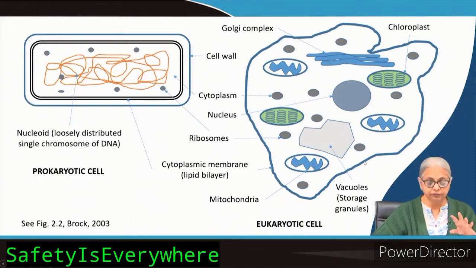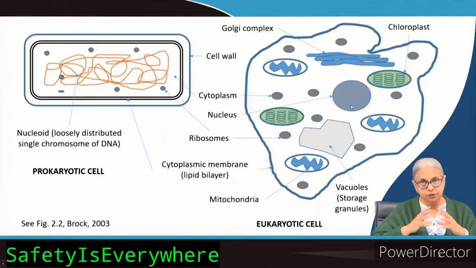It may or may not have a cell wall. For example, plant cells have a cell wall. Animal cells may or may not have a cell wall. They are all defined by a well-defined nucleus. So this nucleus is where the DNA of the eukaryotes is placed. So this is all very compactly folded, and it's all enclosed by the nuclear membrane.